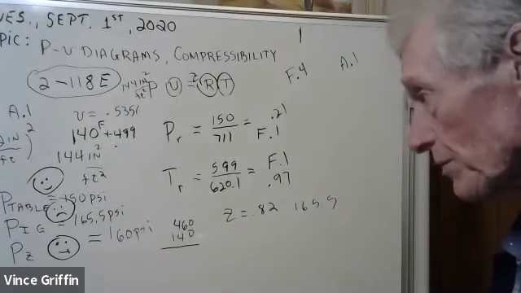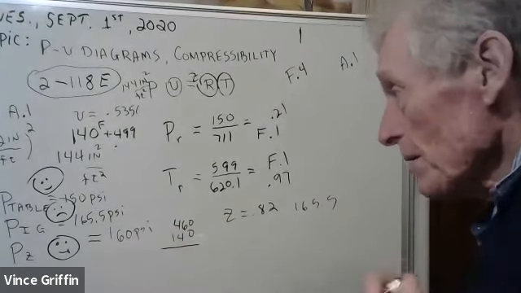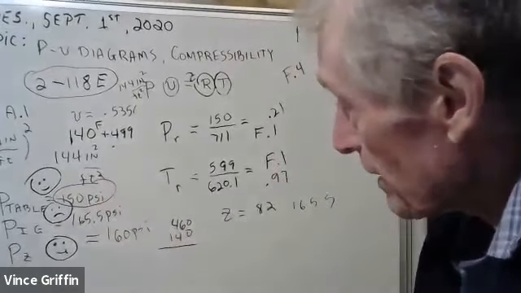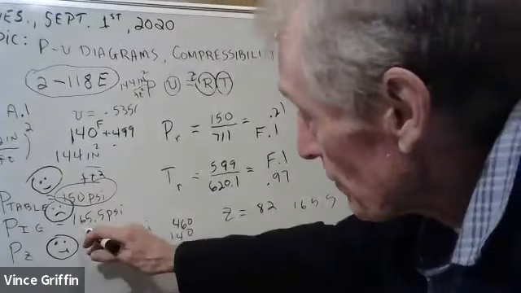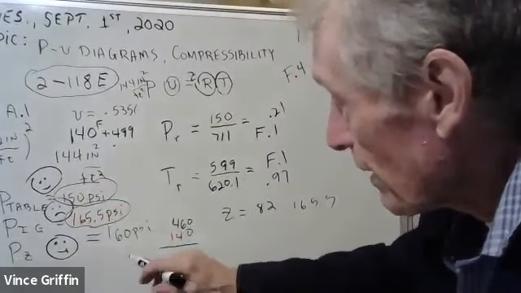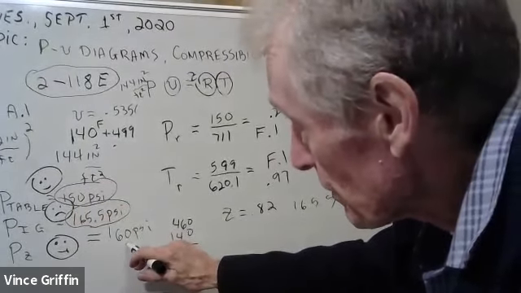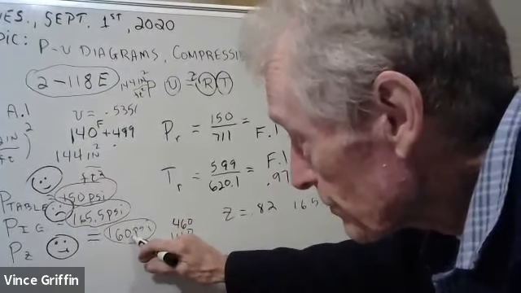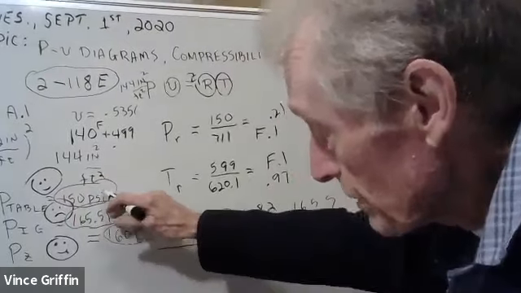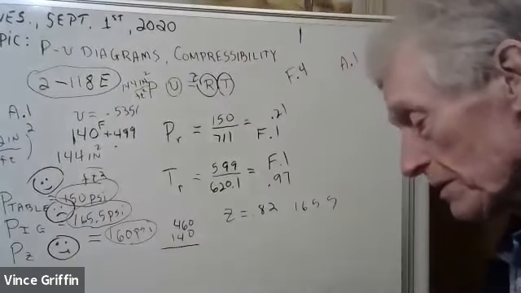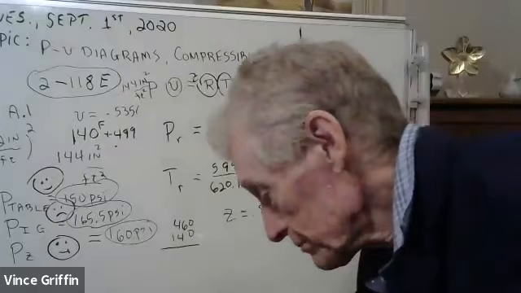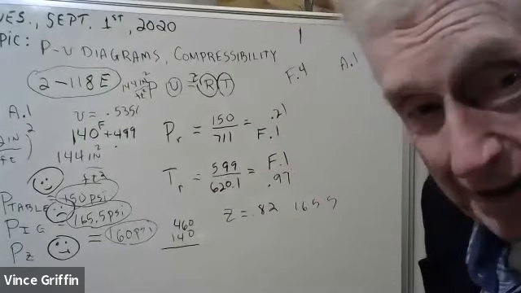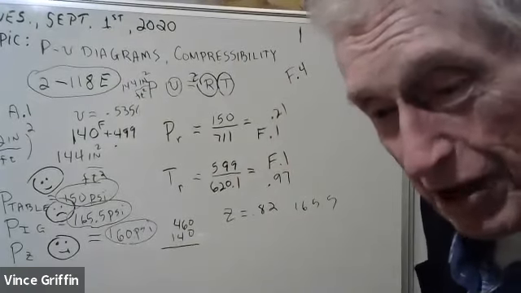I did that in a hurry because we're out of time. But this is the correct answer. We're getting 150 PSI. This is what we get with the ideal gas, 165. Now with compressibility, I got 160. It's a little better than the 165, but it's still off. But now you know about compressibility. And it's sad, but our time is up.